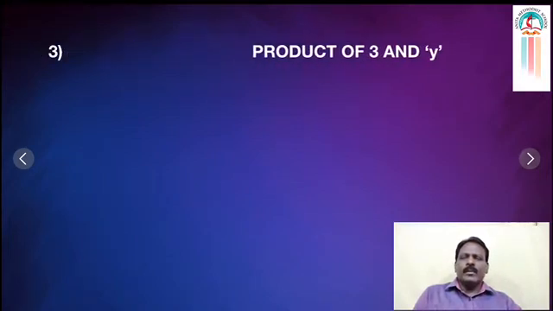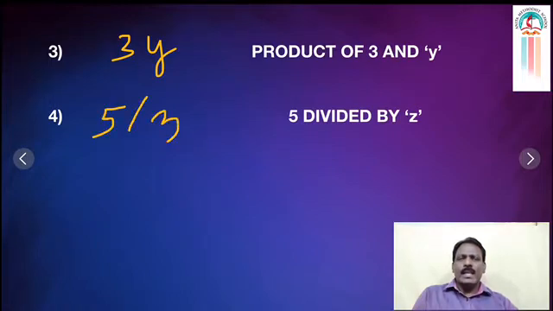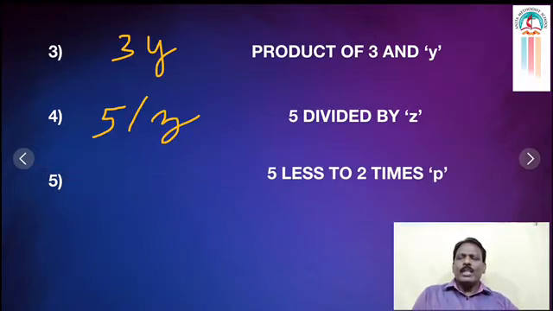Okay. Now third one. Product of 3 and y. How can you write 3y? Okay. 5 divided by z. How can you write 5 divided by z? The fifth one. 5 less than 2 times p. How can you write 2p minus 5.